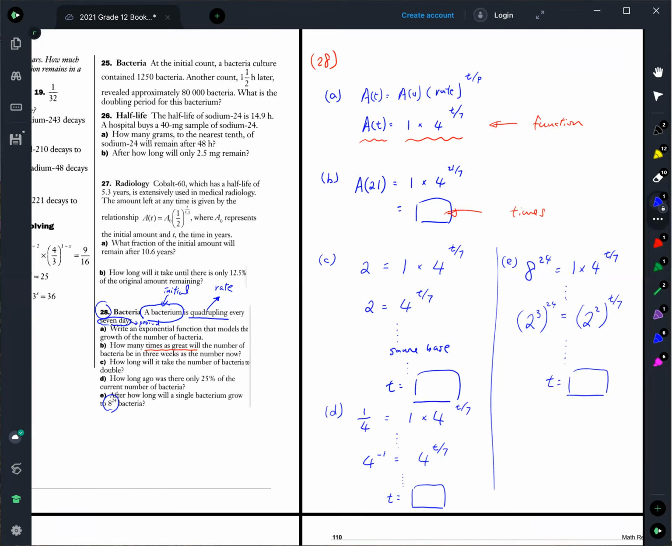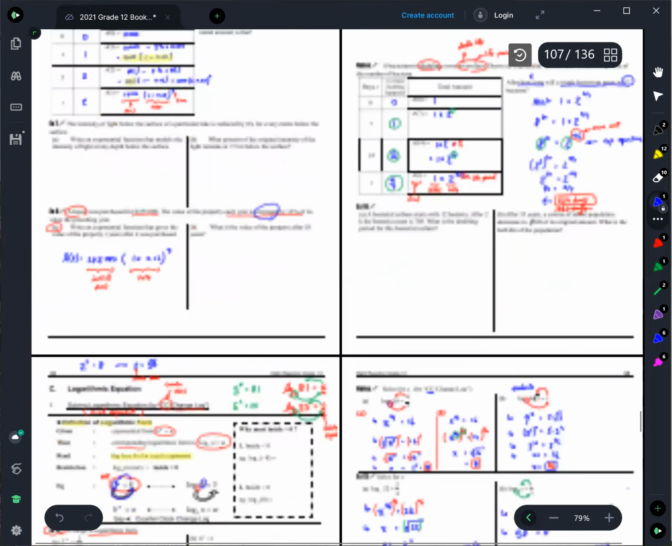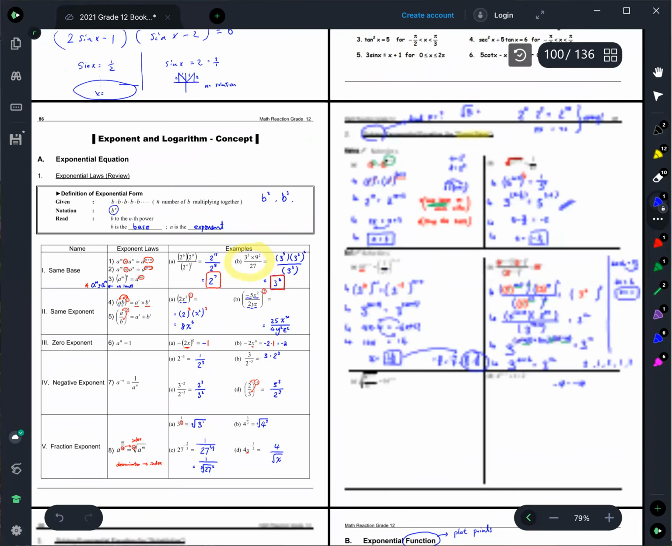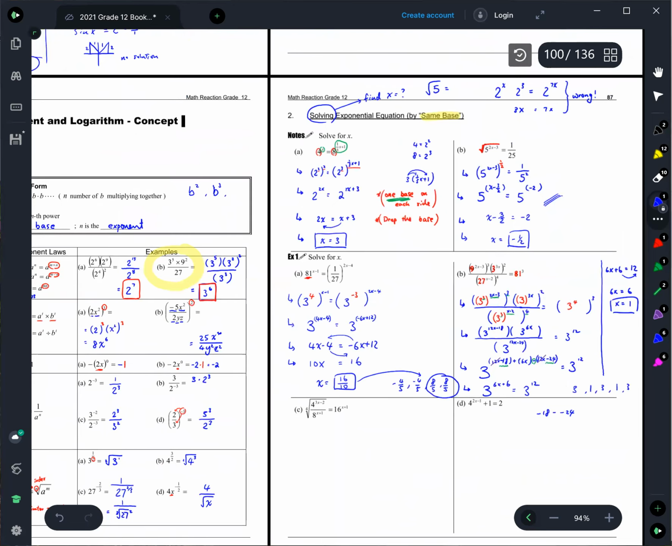If you want to review how to do same base equations, like exponent equation, you have to go back to this page. Okay, look at page 87. That page we practice how to do same base.